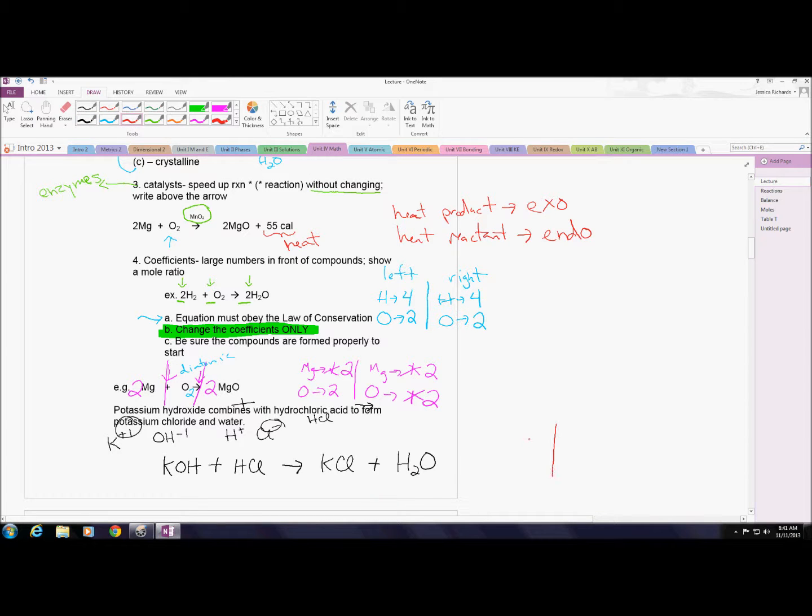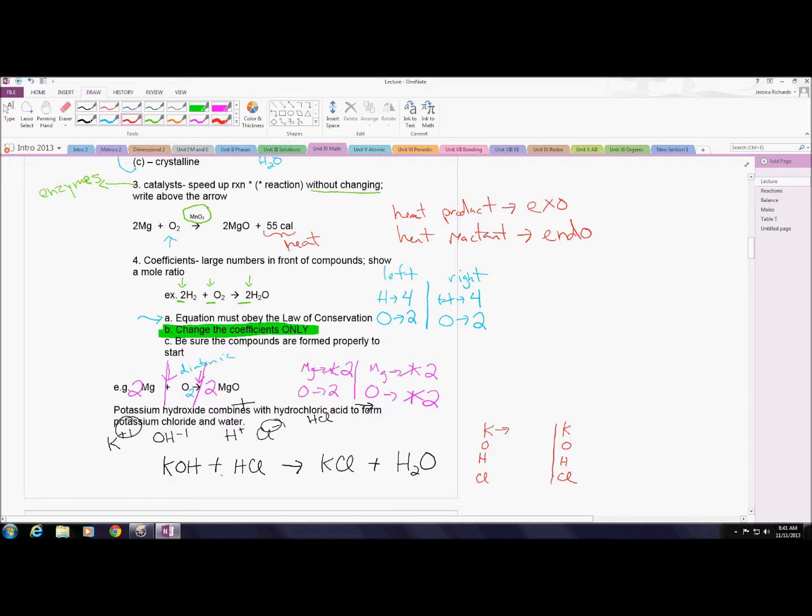So again, I would make a chart with what's on the left and the right. We have potassium, we have oxygen, we have hydrogen, and we have chlorine. On the right side, I know they don't show up in that same order, but I'm going to write them down in the same order anyways so that I can match them up easier.